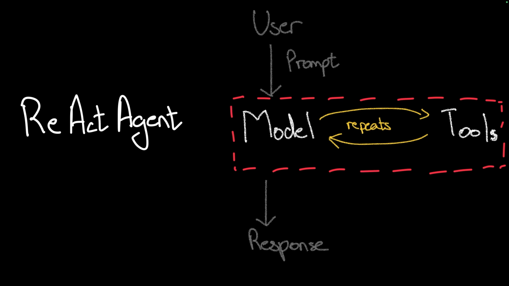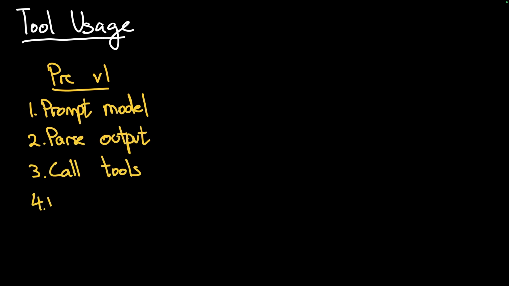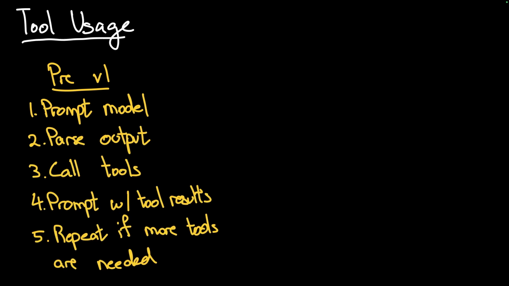Now, let's take a quick look at how tools and tool usage has changed with React agents. Earlier, we had to prompt the model, parse the output, individually call the tools, prompt the model again with the responses or the results from the tool, and then repeat if more tool calls are needed. This was in pre V1 days.